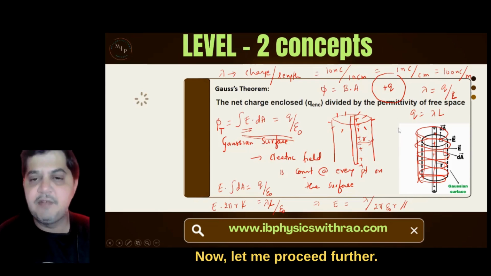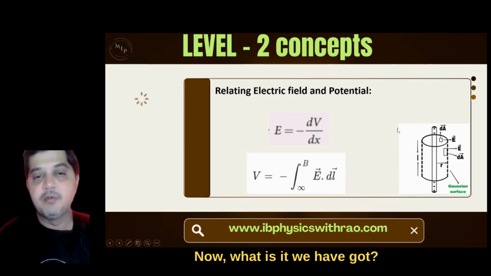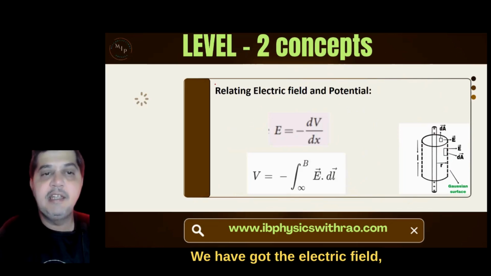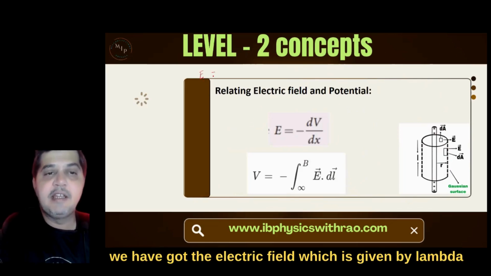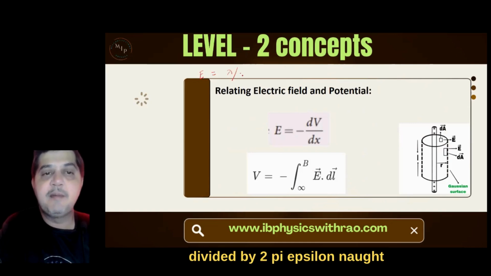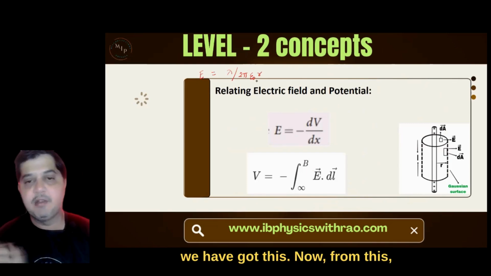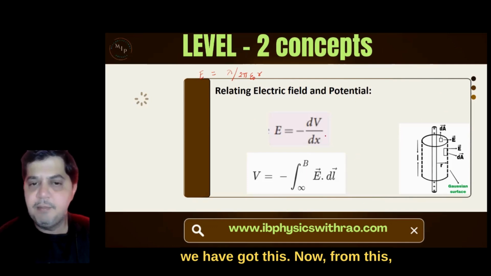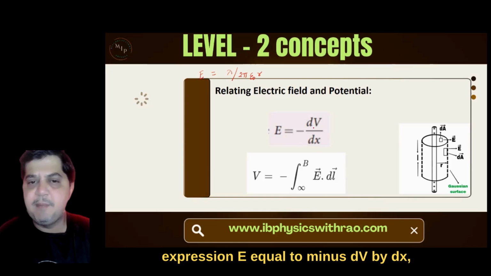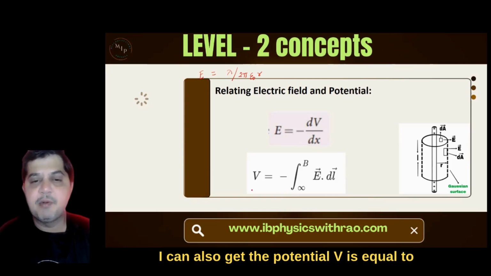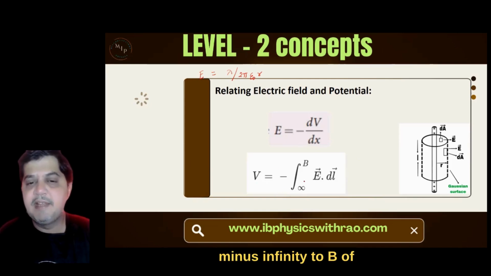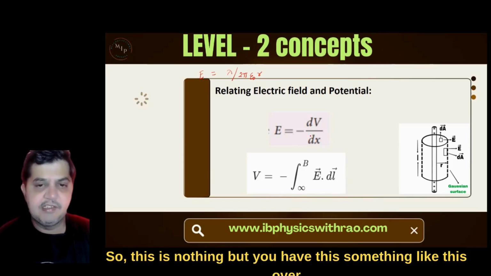Now let me proceed further. What is it we have got? We have got the electric field, which is given by lambda divided by 2 pi epsilon naught r, where r is the radius of the cylinder. Now from the expression E equal to minus dV by dx, I can also get the potential V, which is equal to minus the integral from infinity to B of E dot dl. Okay, so this is nothing but something like this over here.